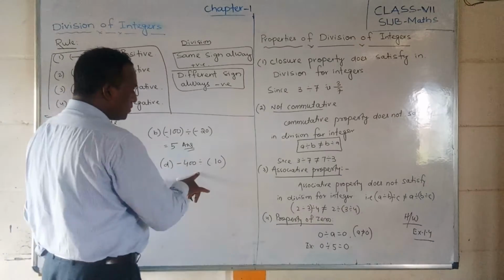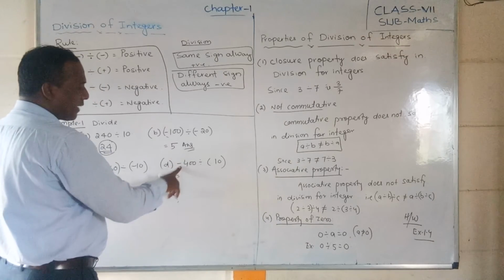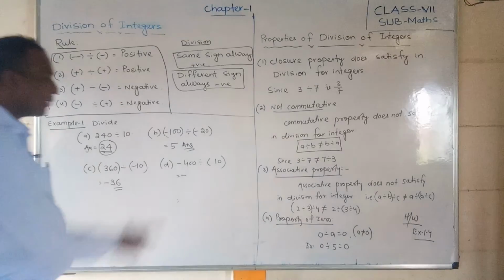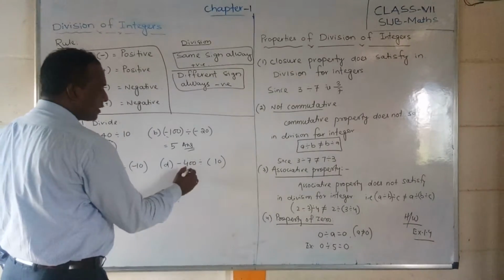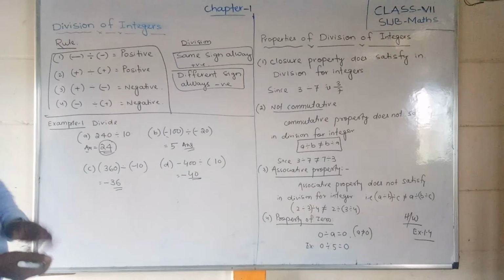So now, students, you should observe the signs first, and then the answer will come. Here there is minus and there is plus, so you must write the minus directly, and then do the division. So 400 divided by 10 is equal to 40, so this is minus 40. Did you understand, students?